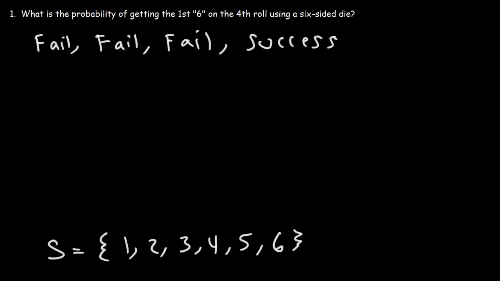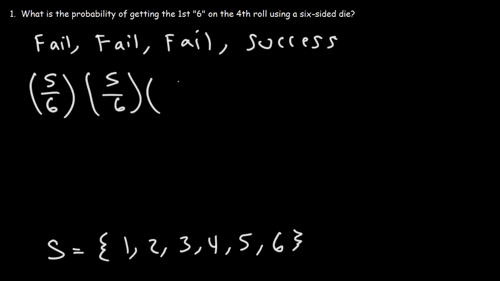The probability of not getting the 6 is there's 5 numbers that are not 6 out of the 6 possible numbers. So it's 5 out of 6. So that is the probability of not getting a 6 on the first try. The probability of not getting a 6 on the second try is 5 out of 6 again. And for the third try, it's the same. Now on the fourth try, we want to get a successful event. We want to get a 6. The probability of getting a 6 is 1 out of 6.